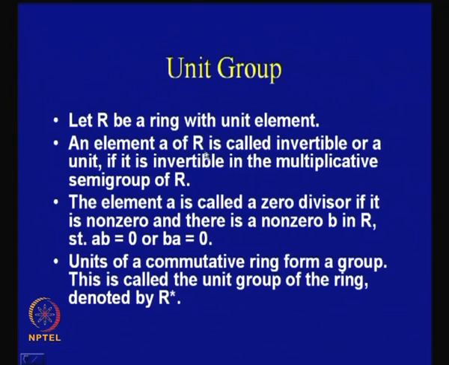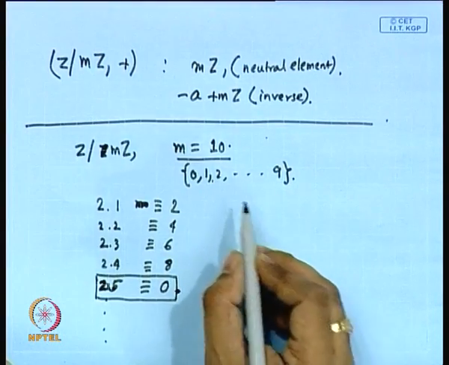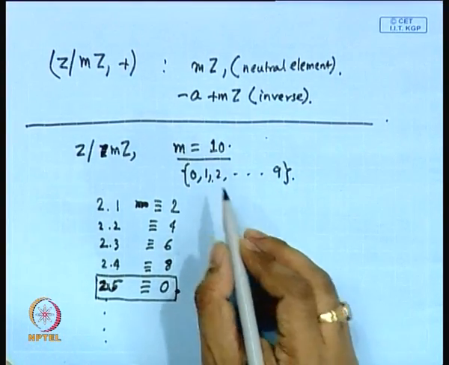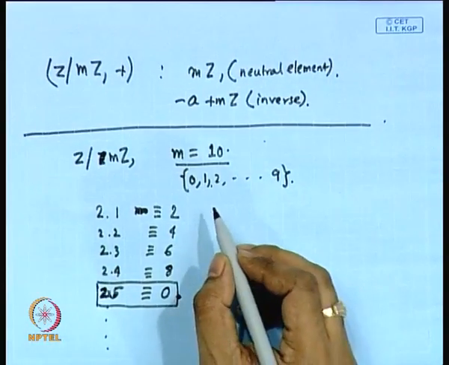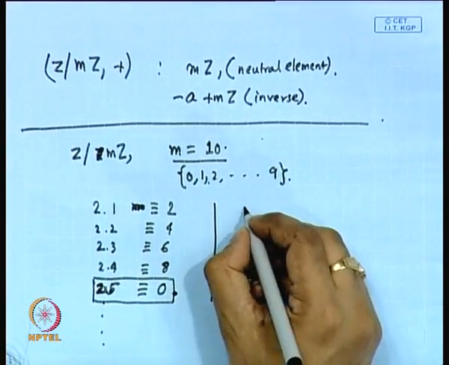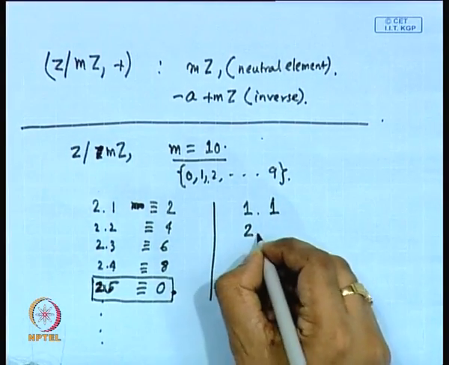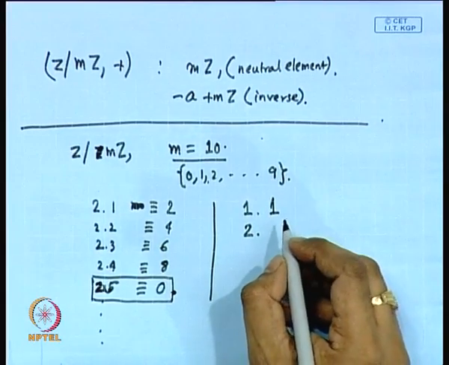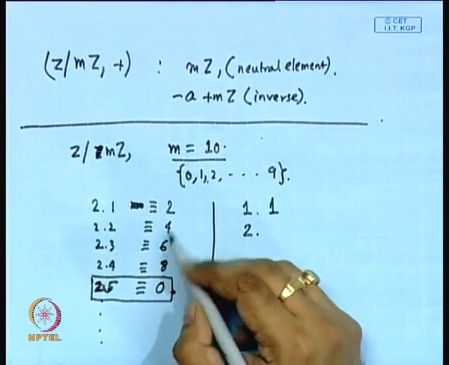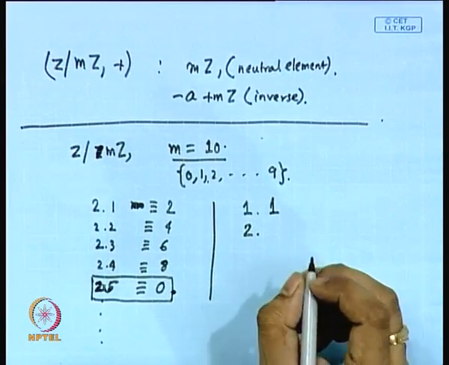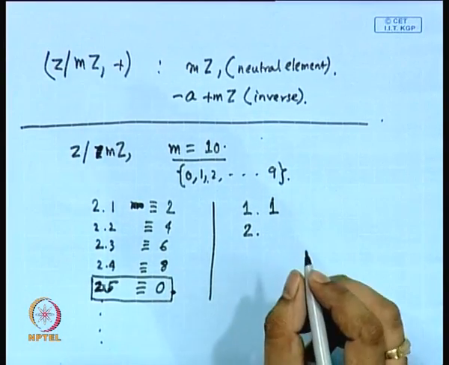Now what about this? An element A of R is called invertible or a unit if it is invertible in the multiplicative semigroup of R. Let us see that among these numbers 0, 1, 2, up to 9, which are the elements which are invertible? Let us leave out 0 because 0 is obviously not invertible. Let us consider 1. If I take 1 and multiply it with 1, I get back 1 itself. What about 2? If I take 2 and multiply with any of the numbers, will I get back 1? You will see that no, 2 is not invertible.